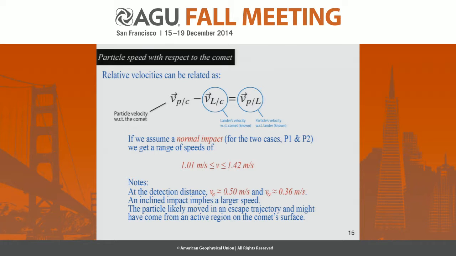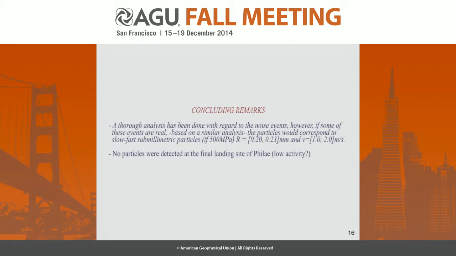But let me point out that at the detection distance, we have an escape speed on the order of 0.5 meters per second and an orbital speed of 0.36, which means that the particle likely moved on an escape trajectory and might have come from an active region on the comet surface.